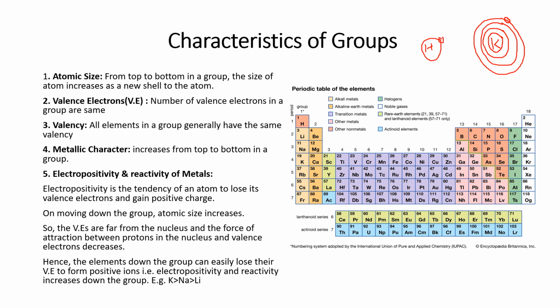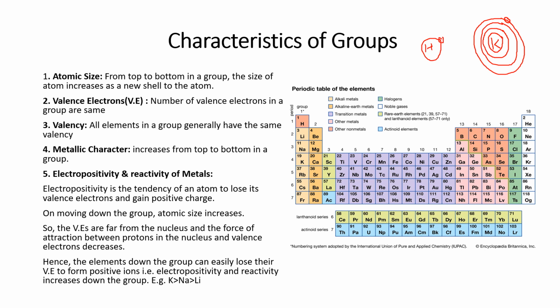Hydrogen's valency is 1, lithium's valency is 1, potassium's valency is 1. They have one electron, and they want to gain the noble characteristics of noble gases. For this they will need one electron, so their valency is 1.